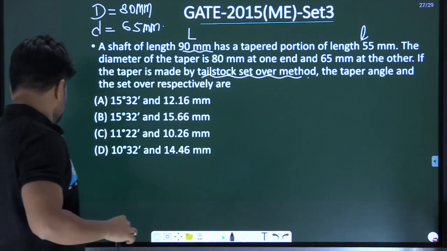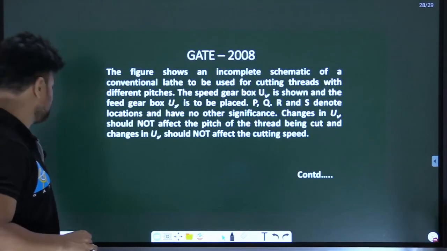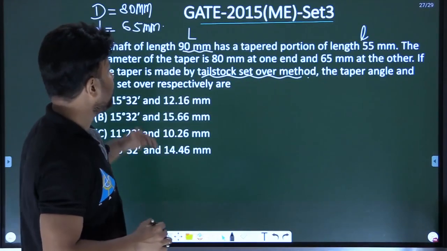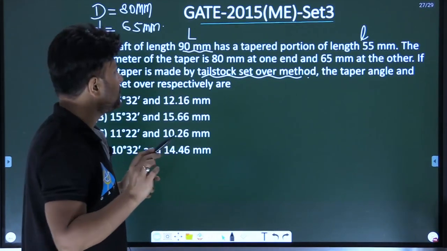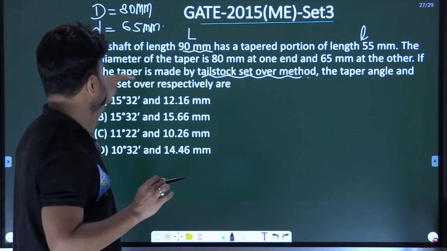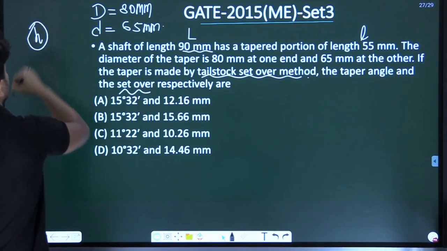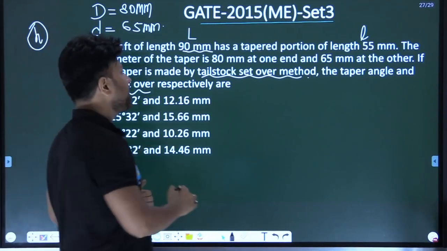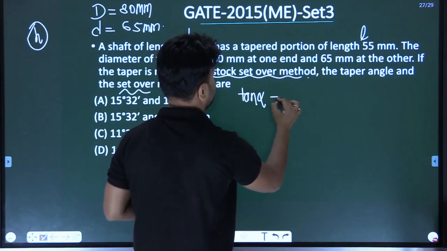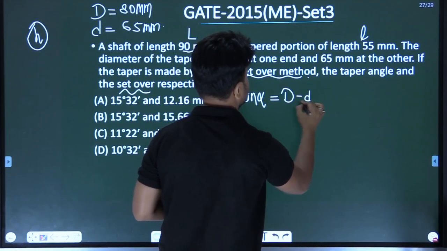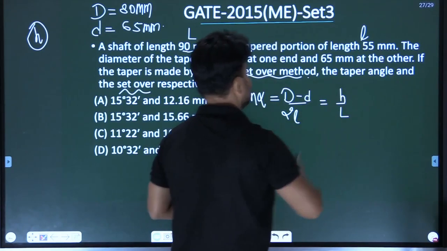If the taper is made by the tailstock set over method, meaning the method is offsetting the tailstock, find the taper angle and the set over respectively. Set over is the offsetting height, and he wants to know the taper angle. So you know that tan alpha equals capital D minus small d divided by 2L equals H by capital L.